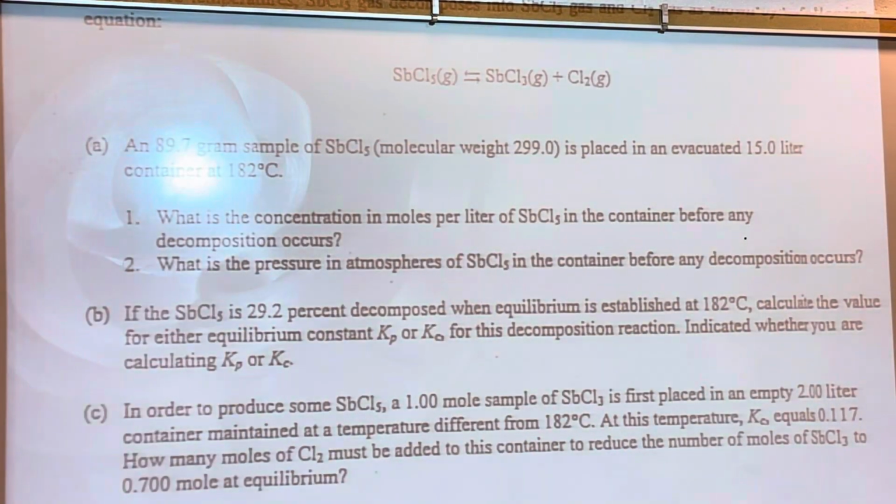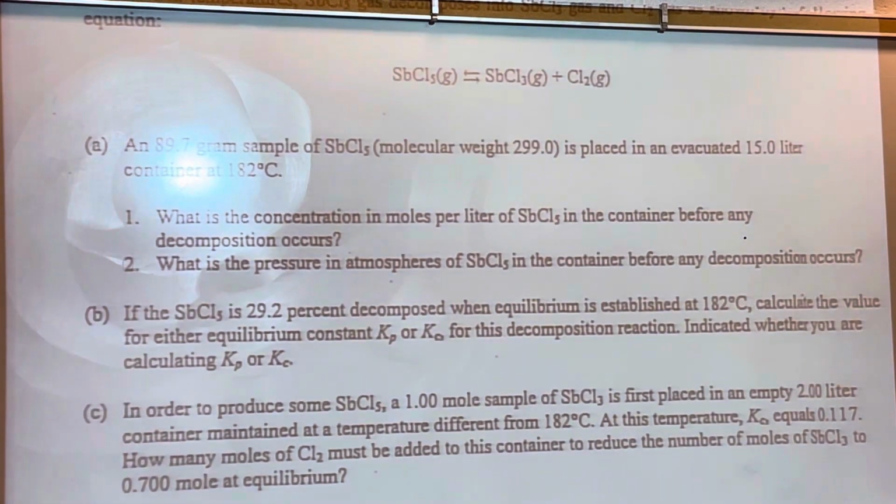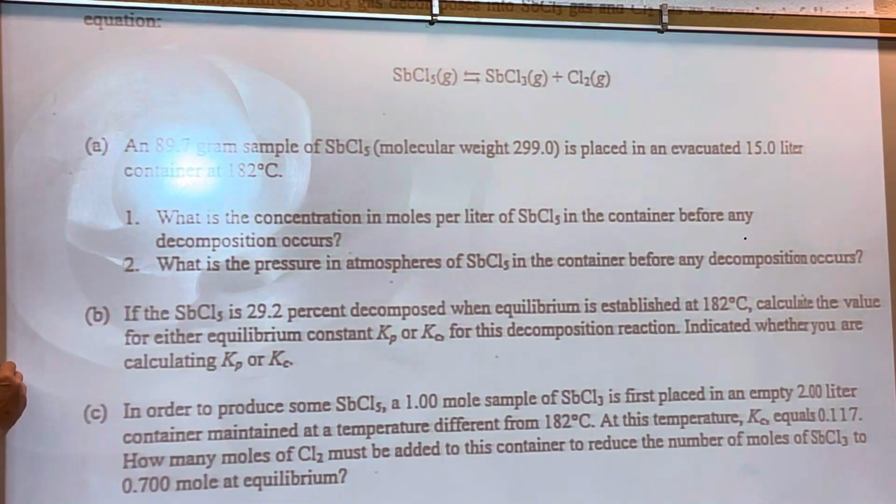The third one is you are given an initial concentration of reactants and a percent reacted. Okay? And a percent reacted.